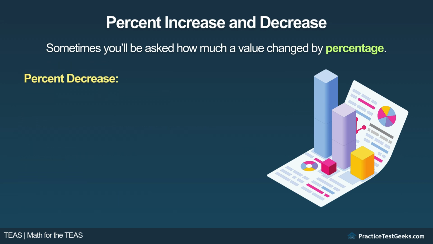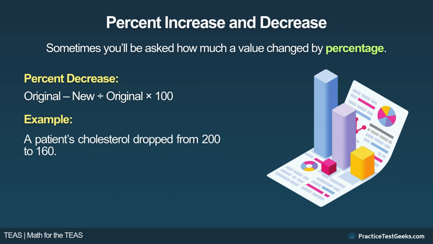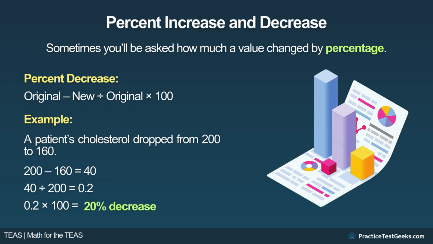Percent decrease. Now flip the order for decrease. Original minus new, divided by original times 100. Example, a patient's cholesterol dropped from 200 to 160. Step 1, 200 minus 160 equals 40. Step 2. 40 divided by 200 equals 0.2. Step 3. 0.2 times 100 equals 20% decrease.